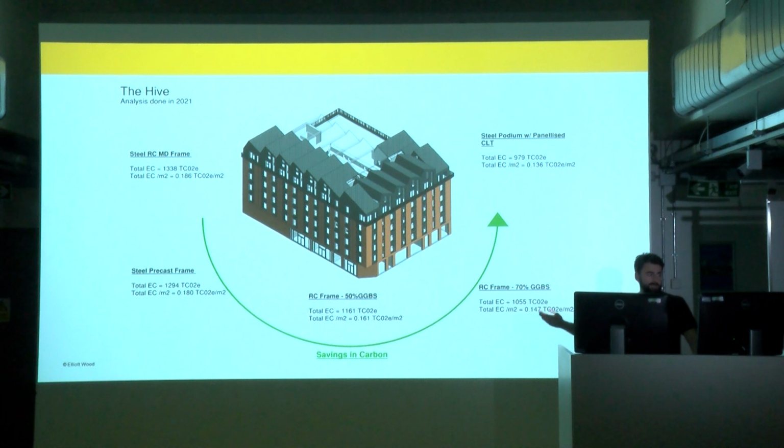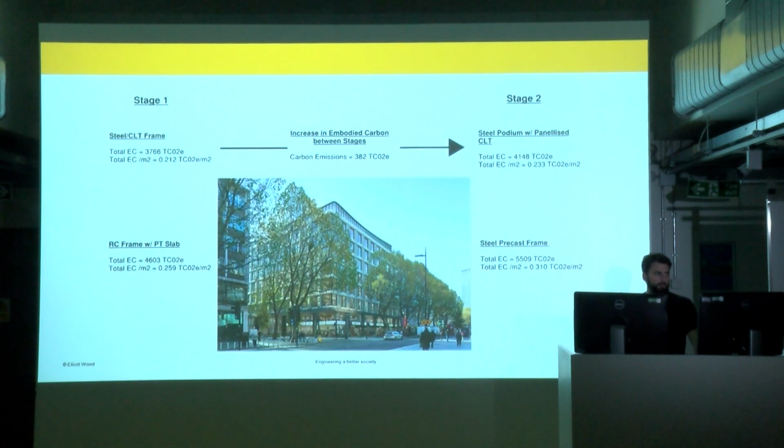And there's carbon savings as you go around. So unsurprising really that the steel and RC mesh deck frame is the worst option because you're combining 2 of the most polluting materials together, and flip round to this panelized CLT, where we're storing carbon, that's the better option.